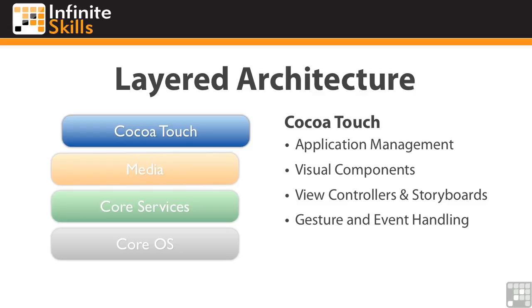Likewise, all of our visual components are defined here, so buttons and switches and tab bar components. You'll find these elements available in the Cocoa Touch libraries. Our view controllers and storyboards, which we use for managing various screens and transitions between those screens, are found here. And we also have all of our gesture and event handling. So these advanced multi-touch gestures that are available in iOS can be found in the Cocoa Touch layer.